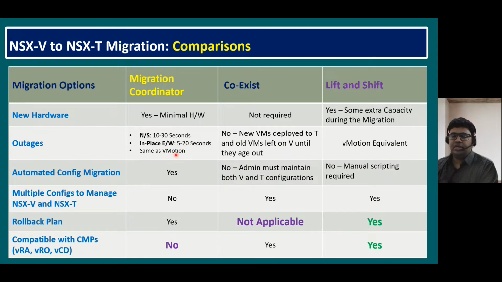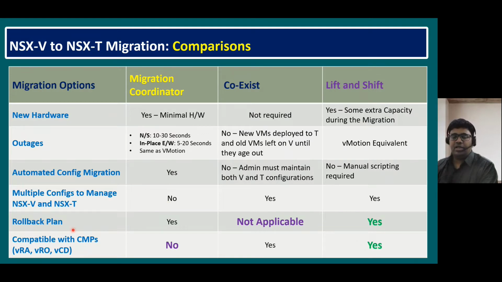So it's a kind of negligible, very minimal downtime, the same as vMotion. vMotion means migrating the virtual machine from one host to another. How we migrate a VM with vMotion, in the same way you can migrate the VMs from NSX-V to NSX-T. And automated config migration, yes, using the migration coordinator, it's automated migration. And multiple configs to manage for NSX-V and NSX-T, no, we do not need to make any configuration changes. It's completely automated.